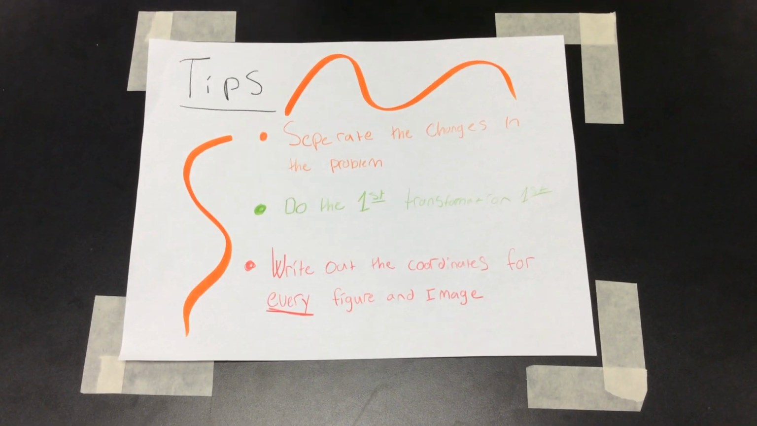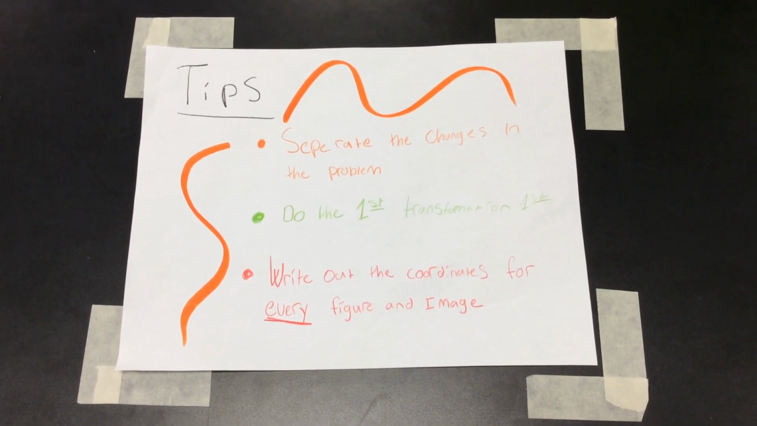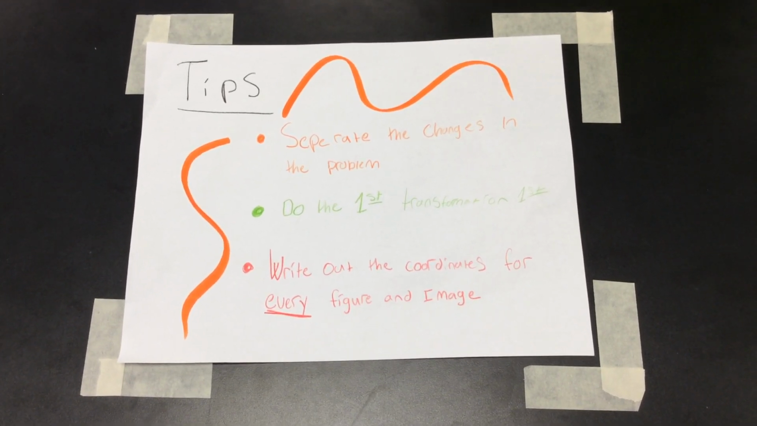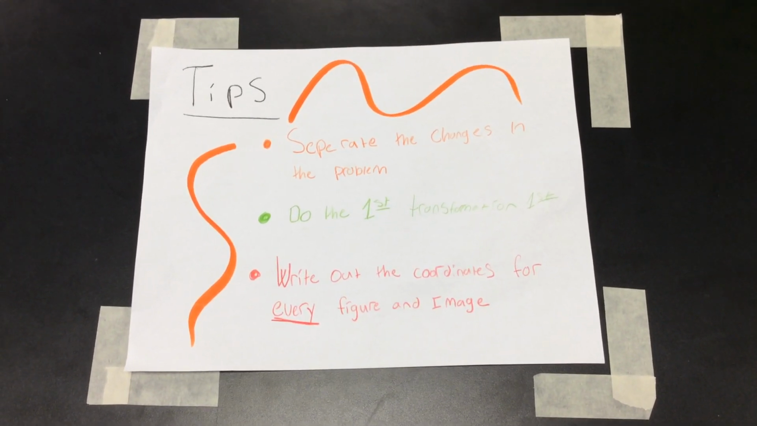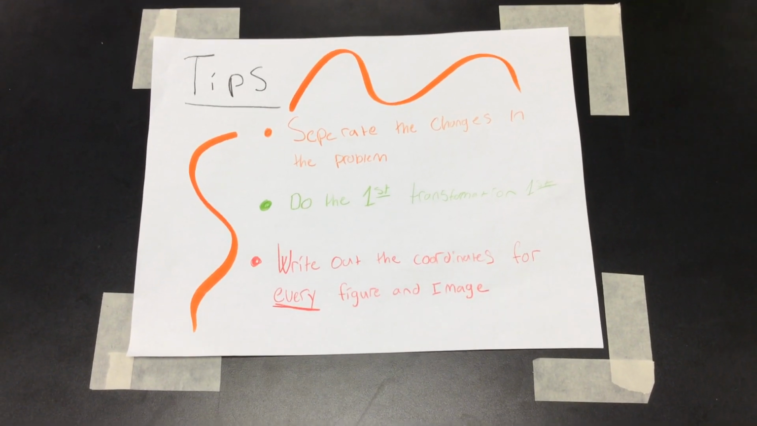Some tips for finding sequences are: separate the changes in the problem. Do the first transformation first. Write the coordinates for every figure and image. The end.